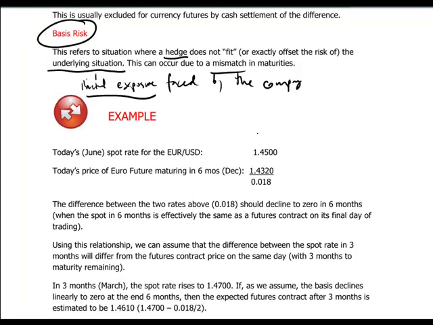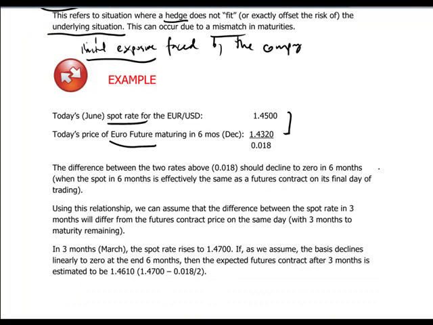Where we work with a difference between a spot rate and the price of a Euro futures contract maturing at some point in the future. And the difference between the two allows us to project forward and to anticipate what the difference will be between the two rates as time progresses. And the calculations here serve to quantify the basis risk that exists in a given situation based on certain simplifying assumptions.